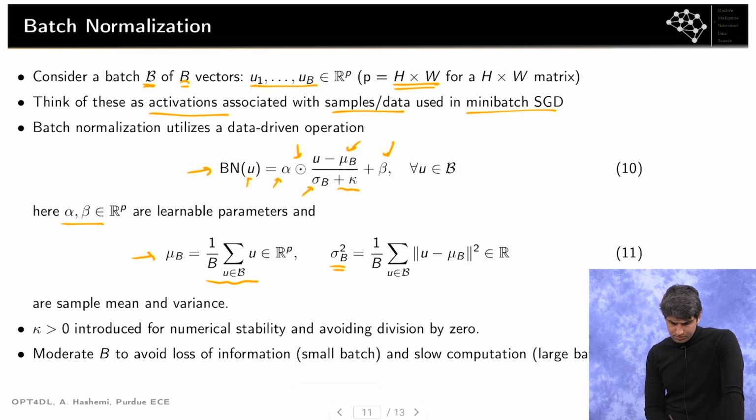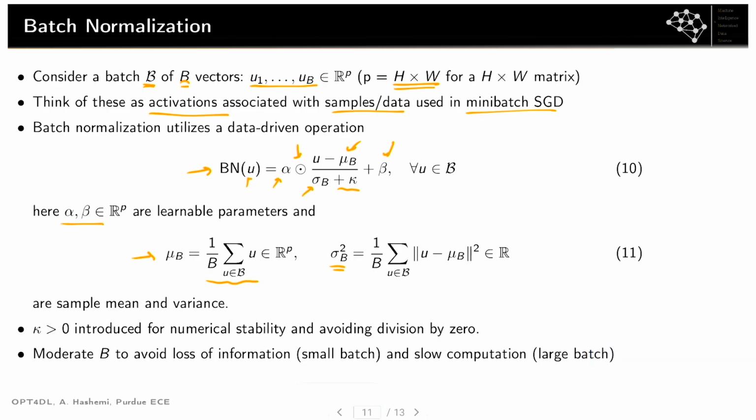All right, so this is essentially the batch normalization operation, okay. And now there are some considerations here. I would say most of these are based on the empirical observations we've had. So one observation we've had is that we need this B to be of moderate size, okay? In particular, if B is small, we're going to suffer loss of information. And if B is large, we're going to incur a lot of computations, okay?